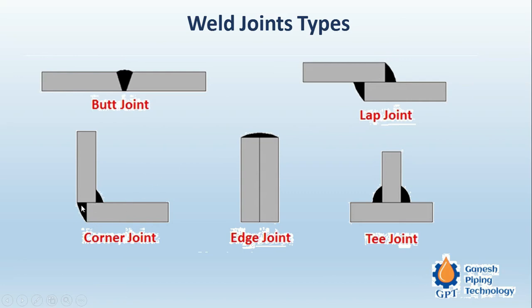So this is a corner joint. We can see here how it is arranged. This is the H joint. This is the T joint.